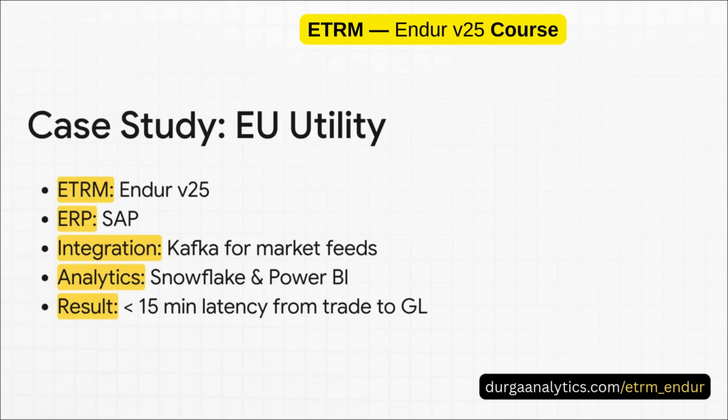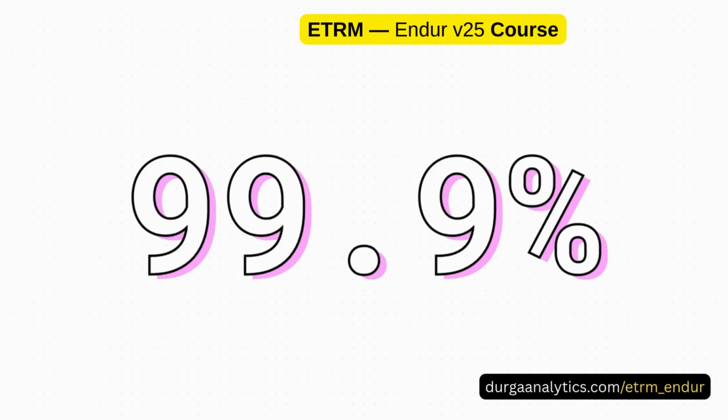And the key result here is just, wow. They've got it down to less than 15 minutes from the moment a trade is booked to it showing up in the official company books. That's incredibly fast. And this number, 99.9%, this really tells the story. That's their automated success rate for financial reconciliation. It means that almost every single transaction flows through the entire system without a human ever having to touch it. That doesn't just make them faster, it dramatically cuts down on errors and gives them massive confidence in their financial reporting.